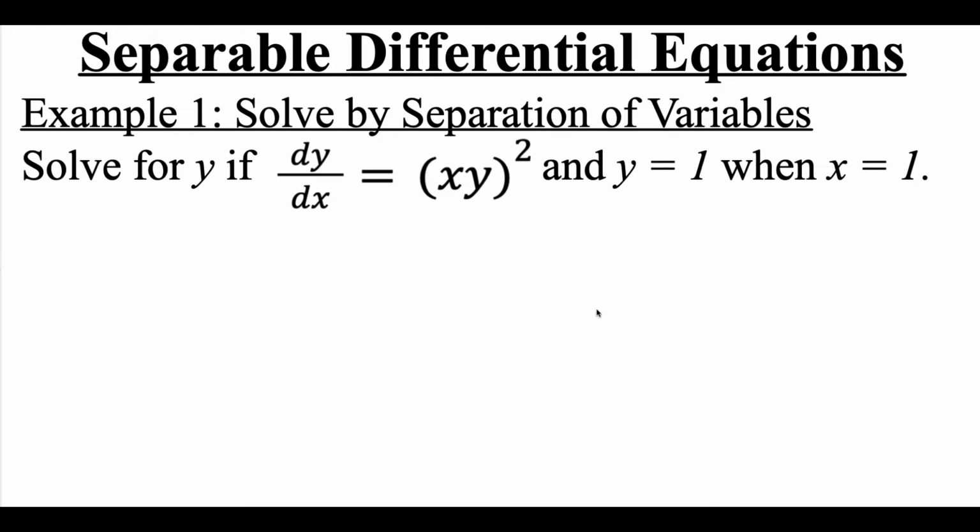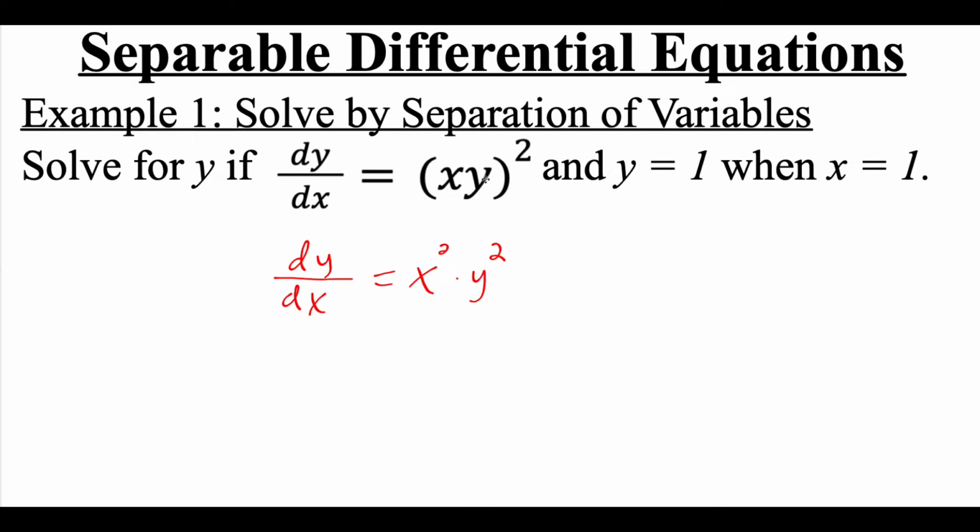In this example, we're going to solve this differential equation by separating the variables. We're going to solve for y if we know that dy/dx is equal to x times y squared, and we know that y is equal to 1 when x is equal to 1. The first thing we need to do is rewrite this so it looks like an x times a y. So having this xy squared, we can really rewrite this as dy/dx equals x squared times y squared, just squaring each one of those variables.